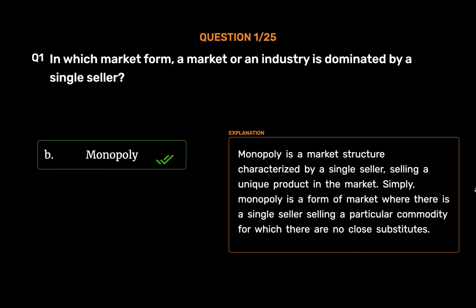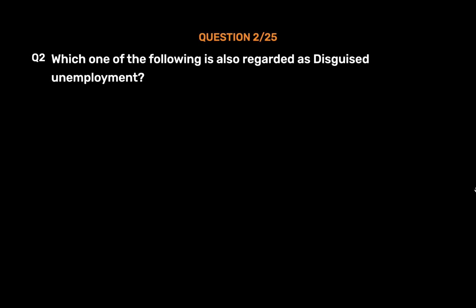Monopoly. Monopoly is a market structure characterized by a single seller selling a unique product in the market. Simply, monopoly is a form of market where there is a single seller selling a particular commodity for which there are no close substitutes. Question number 2.